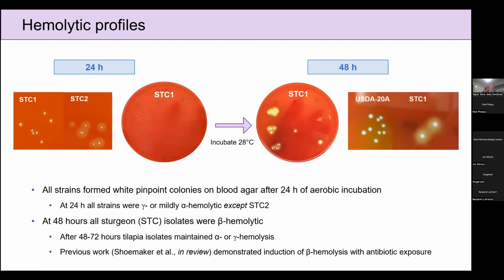Hemolysis pattern can change based off of oxygen availability. Streptococci often show greater hemolysis in aerobic conditions, and these were tested at aerobic. And then interestingly, in our other work, Dr. Shoemaker observed induction of beta hemolysis in those tilapia strains with exposure to particular antibiotics. So there's an interesting little puzzle here that I'm hoping to learn more about and dig into. But if any of you have come across this before, I'd love to chat.